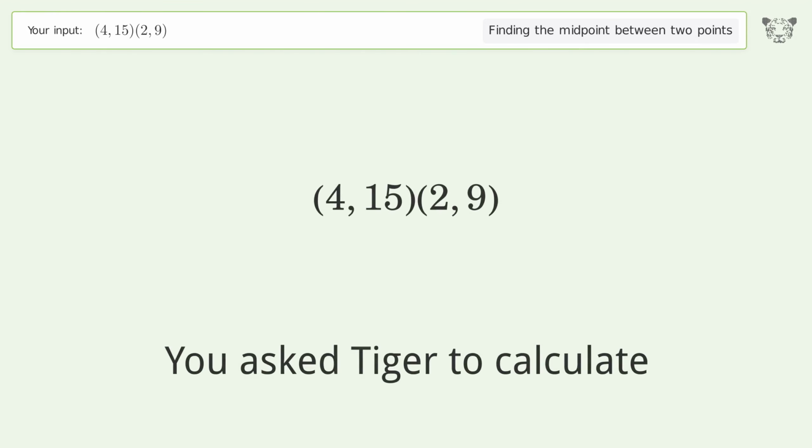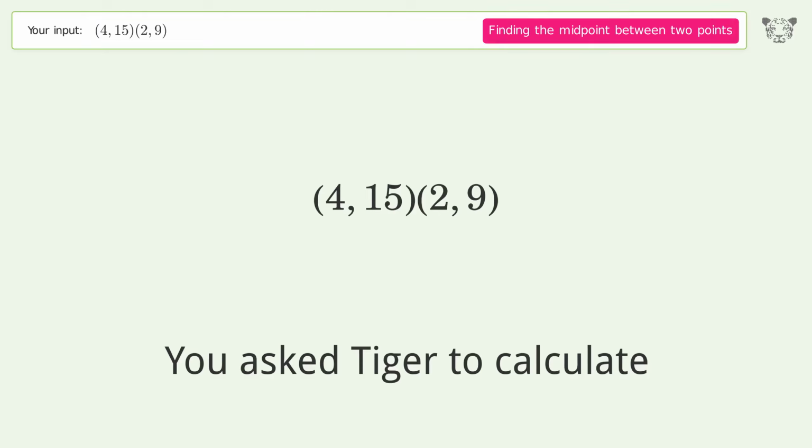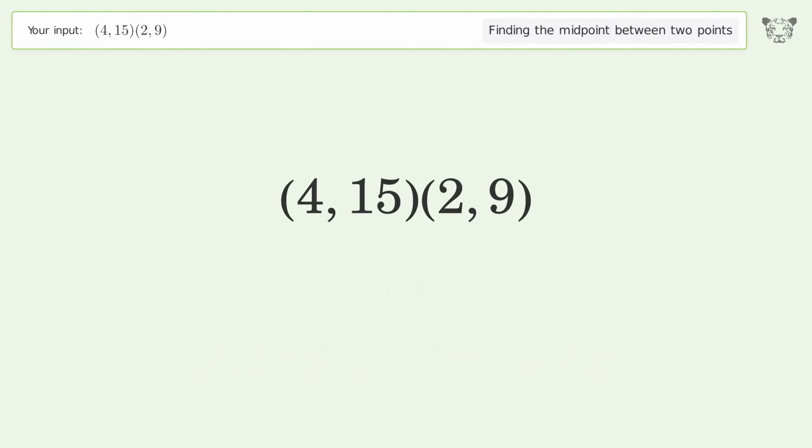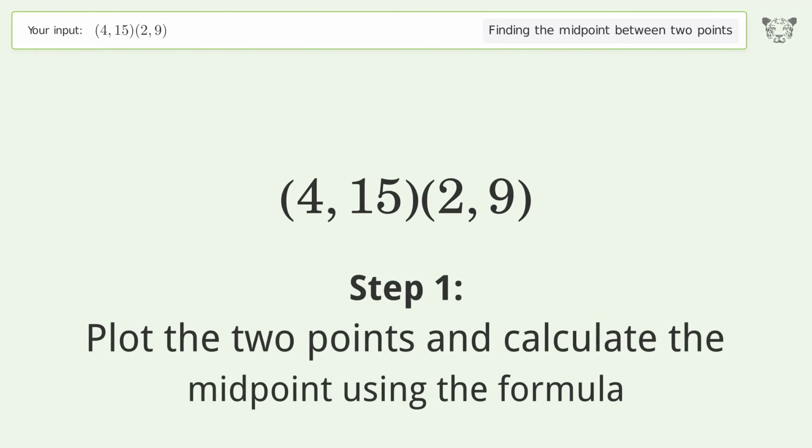You ask Tiger to calculate. This deals with finding the midpoint between 2 points. The midpoint between the 2 points is 3,12. Let's solve it step by step. Plot the 2 points and calculate the midpoint using the formula.